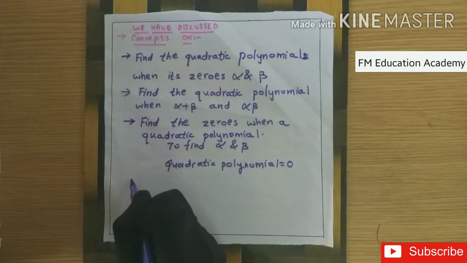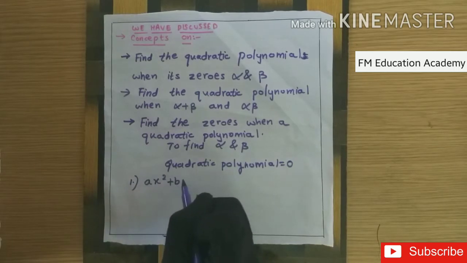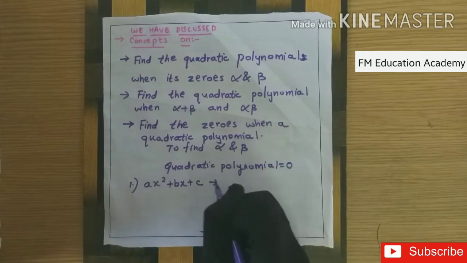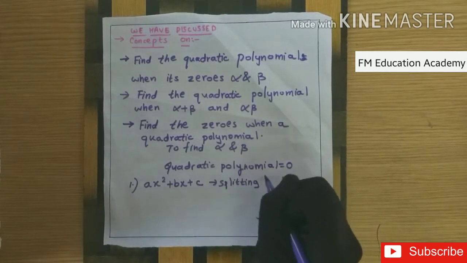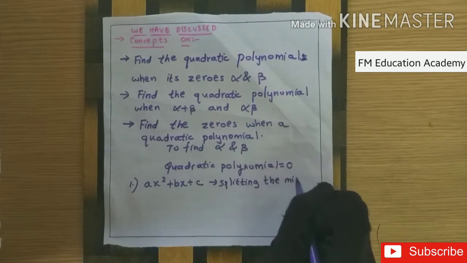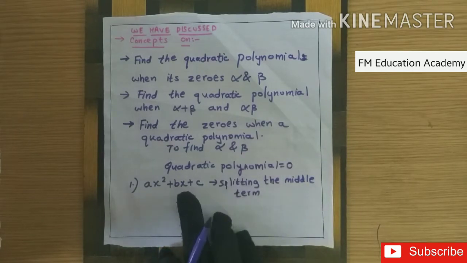Some questions will be in the standard form of quadratic polynomial, that is ax squared plus bx plus c. In that case, we have to use the method of splitting the middle term. We will split the middle term from this quadratic polynomial and find out the zeros, when the given question is of the standard form ax squared plus bx plus c.